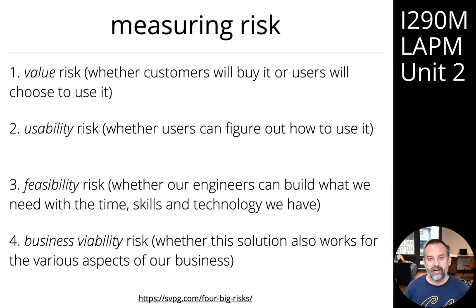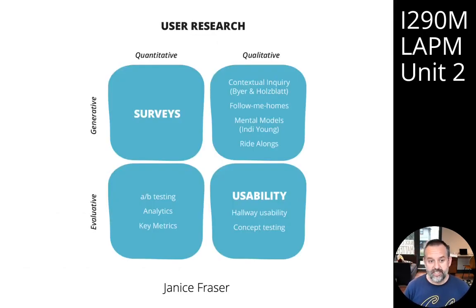User research is really at the heart of what we do as a product manager to gather data to test these risks. And there's this nice diagram by Janice Fraser which describes user research in terms of a quadrant diagram. We have 2 axes here. The first axis is whether the user research is evaluative or generative. If you remember from Unit 2, Module 2, we talked about design thinking and we talked about generative activities where we come up with ideas and evaluative activities where we decide which of those ideas are good.